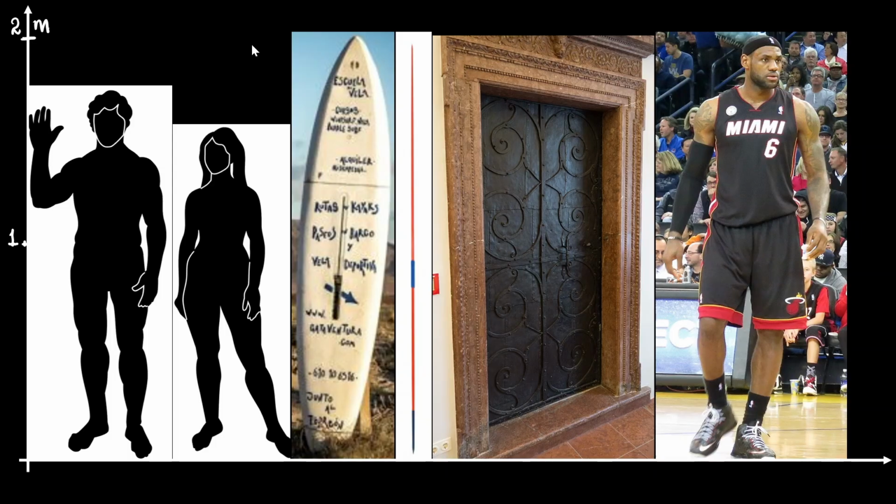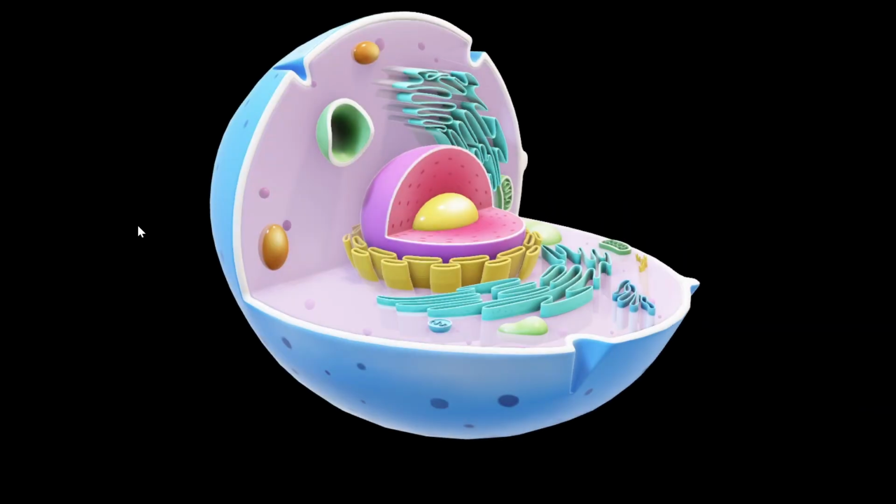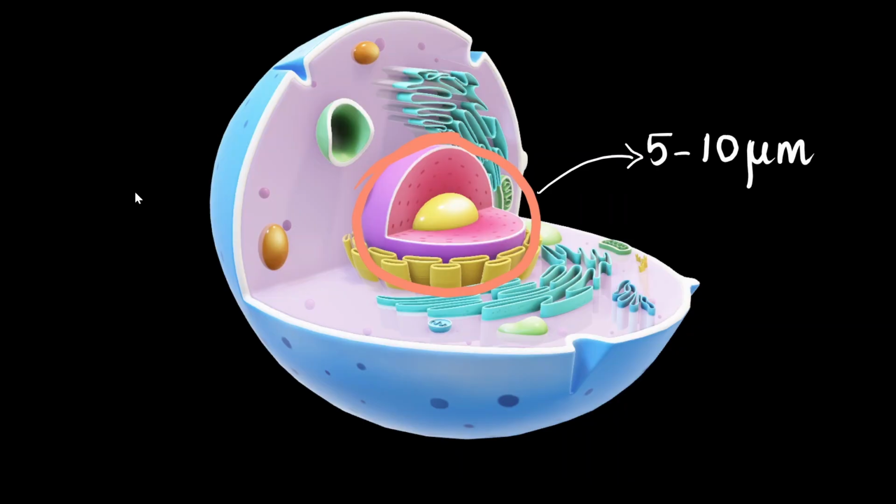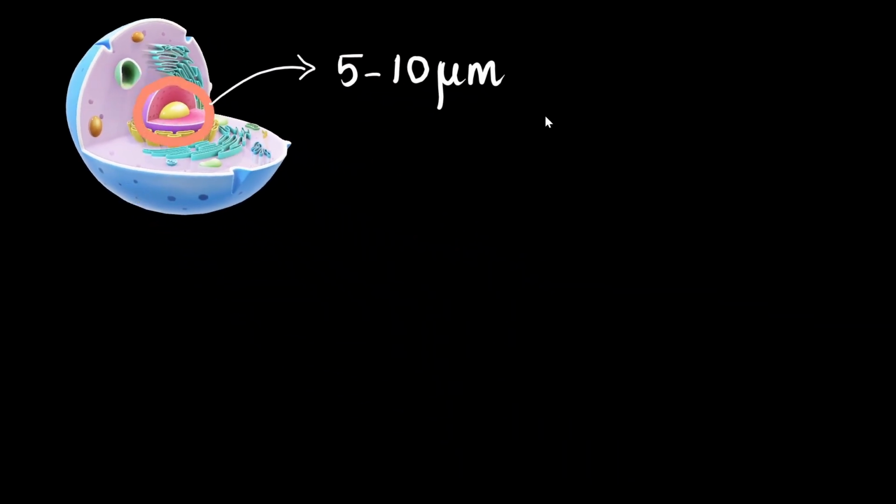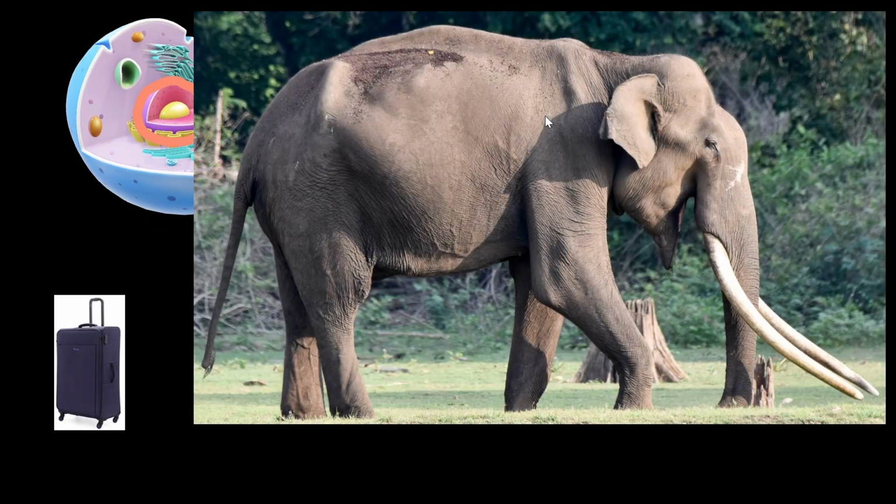Now imagine a thread which is 2 meters in length. What is even more bizarre is how this 2 meter long thread needs to be put into the nucleus that is roughly around 5 to 10 micrometers. This is almost like trying to stuff a fully grown elephant into a suitcase.